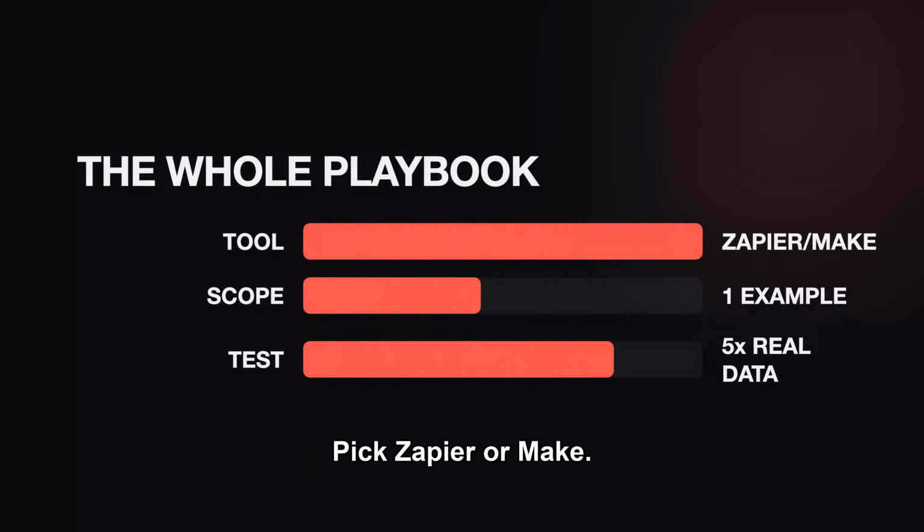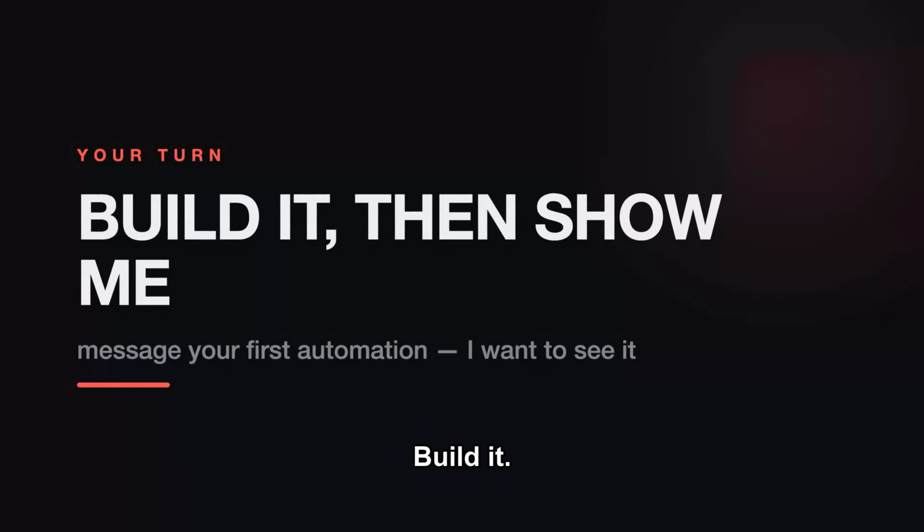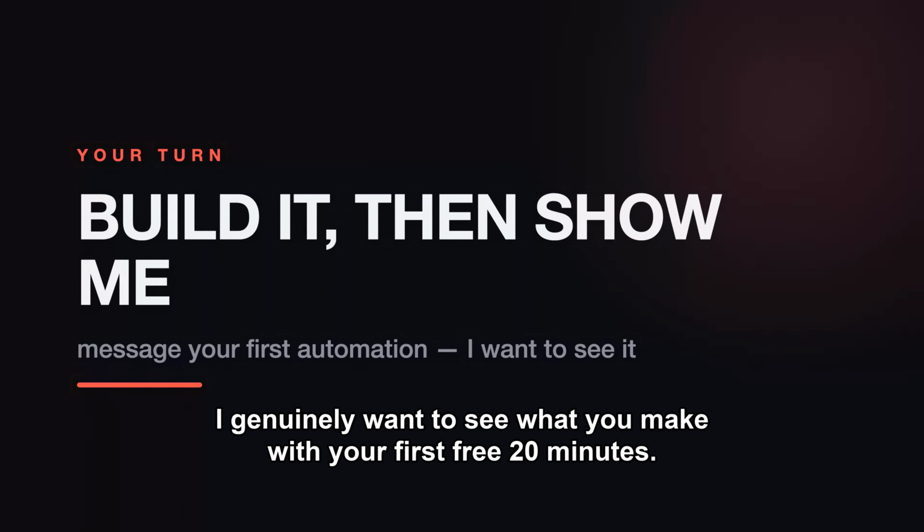Pick Zapier or Make. Pick one example. Copy a template. Test it on real data 5 times. Build it. Then message me your first automation. I genuinely want to see what you make with your first free 20 minutes.